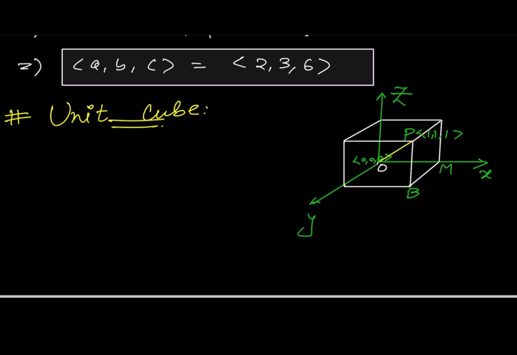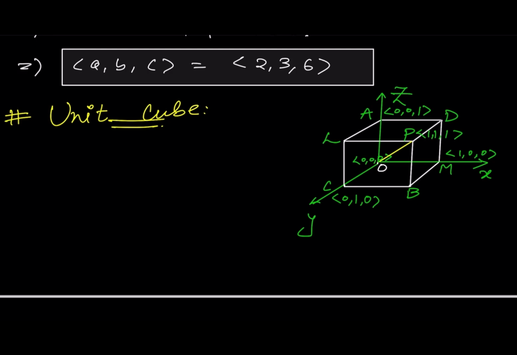Say M is here, L is here, A is here, C is here, P is here, and D is here. Okay, so coordinates of M will be 1, 0, 0. Coordinates of A are 0, 0, 1. Coordinates of C are 0, 1, 0.